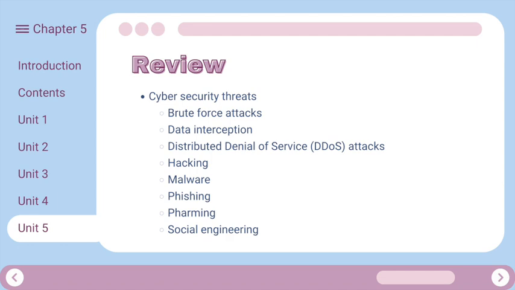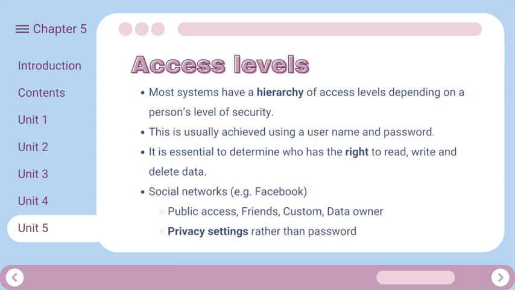Let's start today's unit. In many computer systems, user accounts control a user's rights. This often involves having different levels of access for different people. For example, in a hospital, it would not be appropriate for a cleaner to have access to medical data about a patient. However, a consultant would need access to this vital data. Therefore, most systems have a hierarchy of access levels depending on a person's level of security. This is usually achieved using a username and password.